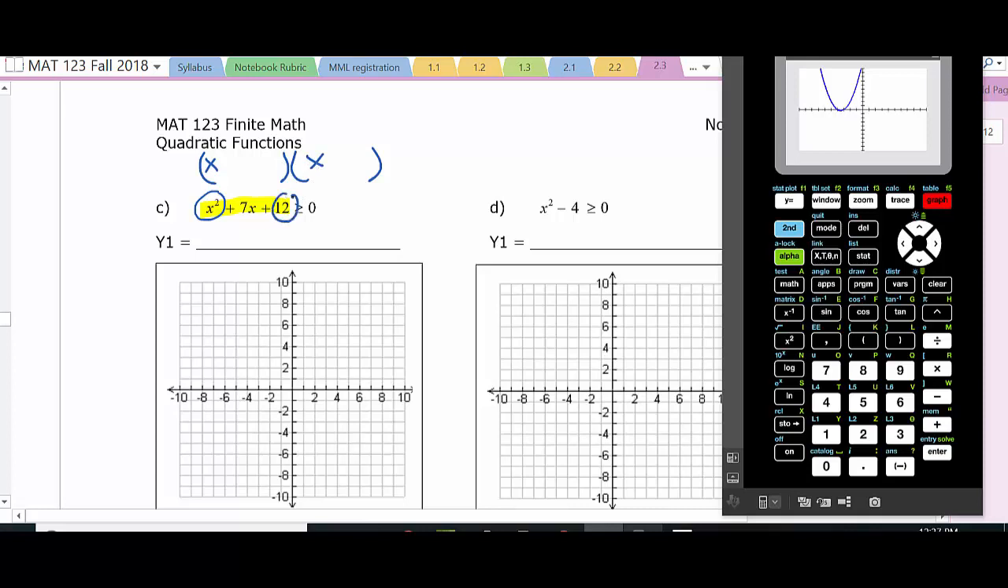Last term's 12. What are your choices on 12? 1 times 12, 2 times 6, 3 times 4. Which one's the right one? 3 and 4. How come? Because 3 and 4 add up to 7. That's your trinomial. So what you'll have is x plus 3, x plus 4, like that.